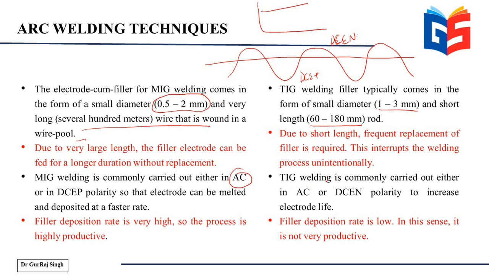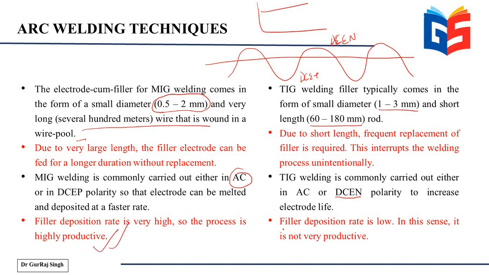In TIG welding, we can either carry it out using AC or the DCEN polarity. The filler deposition rates, now if we talk about them, are very high in case of your MIG welding technique. Why? Because we connected it to the positive electrode. It has a higher temperature. It can easily melt the electrode. So you have better deposition rates and you have a higher productivity.